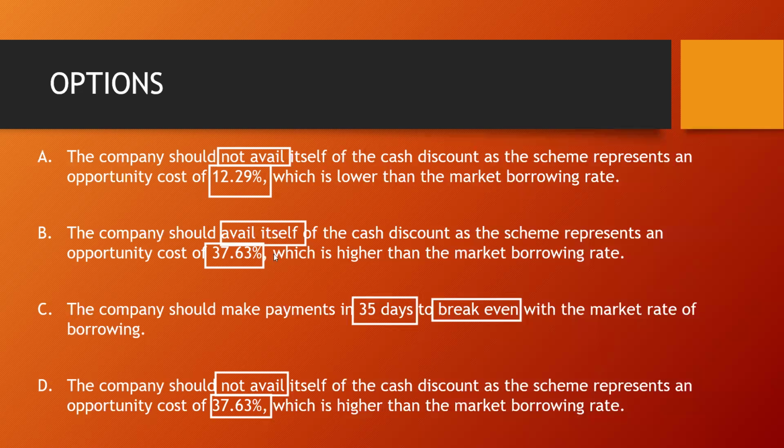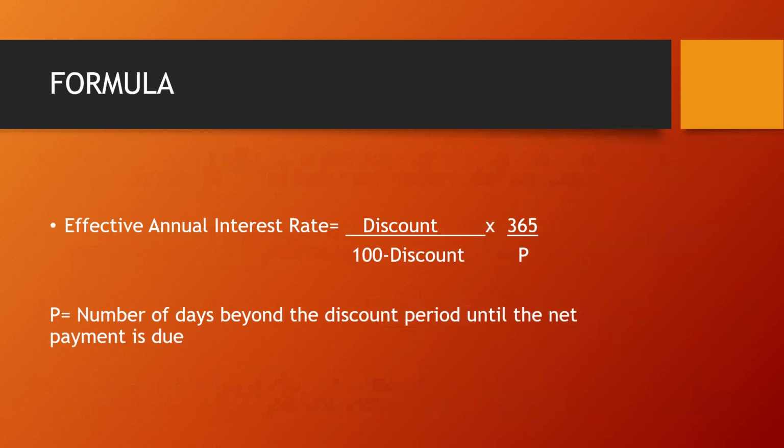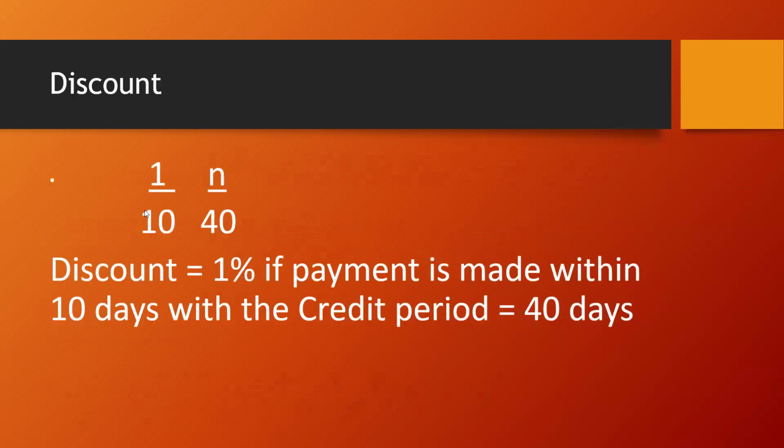So let me show the formula for the effective annual interest rate, or opportunity cost, the foregone cost or sacrificing cost. The formula is discount divided by 100 minus discount, into 365 divided by P, which is the difference between the discount period and the day the next payment is due. Maybe if you make the payment within 10 days, I will allow you a discount of 1%, or else you need to make the payment within 40 days from the date of purchase. So the difference is 40 minus 10, which gives you 30. This is the one they gave for one of the suppliers, so I'm taking it for the explanation.